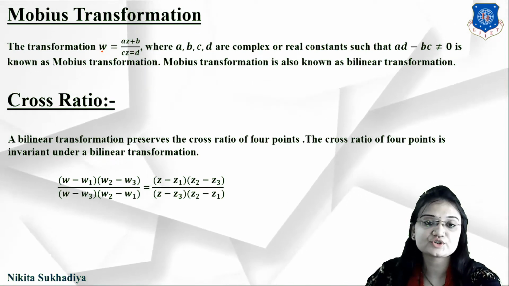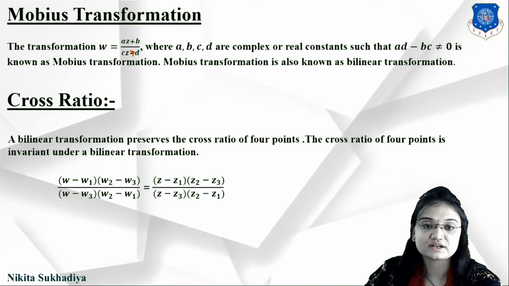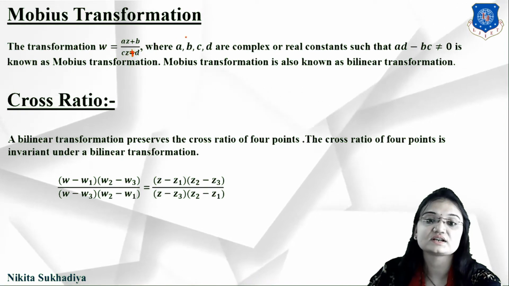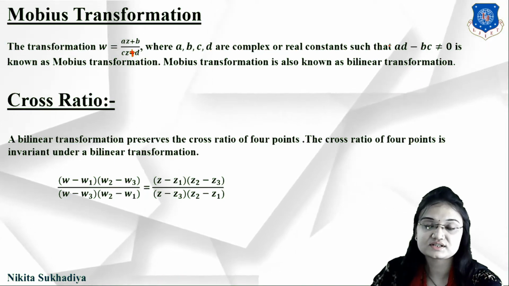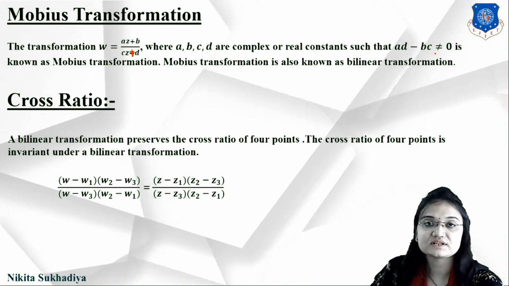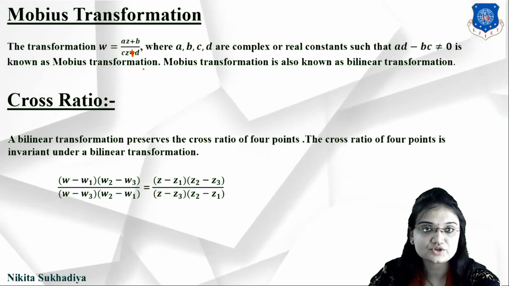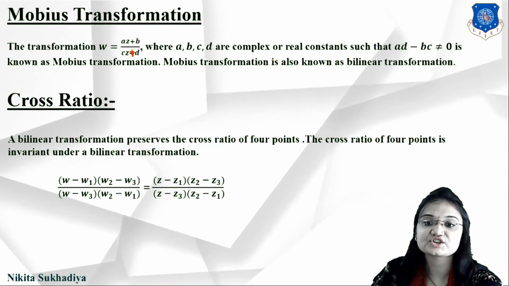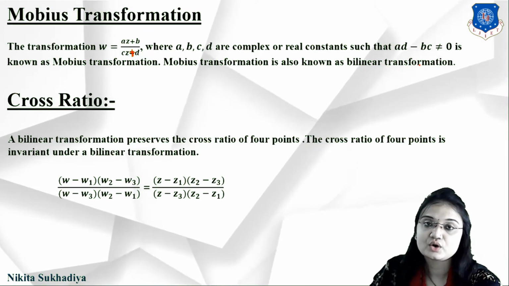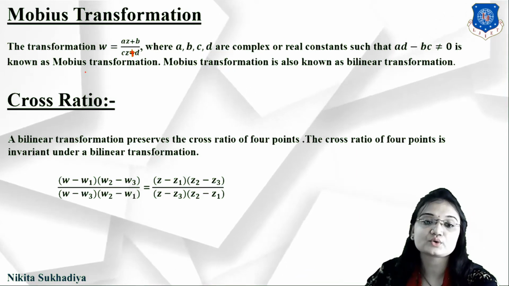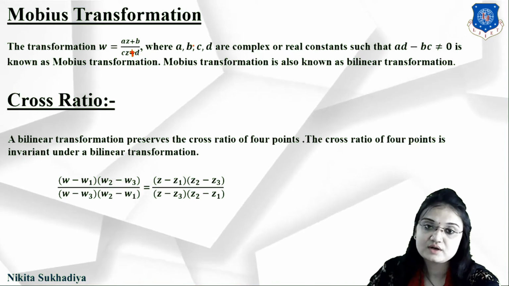The transformation W = (AZ + B)/(CZ + D), where A, B, C, D are complex or real constants such that AD - BC is not equal to 0, is known as a Mobius transformation. Sometimes the Mobius transformation is also known as a bilinear transformation. And with the help of the cross ratio equation we can easily find the Mobius transformation.